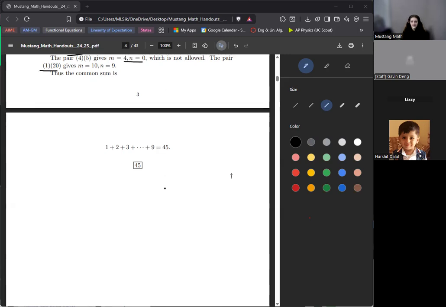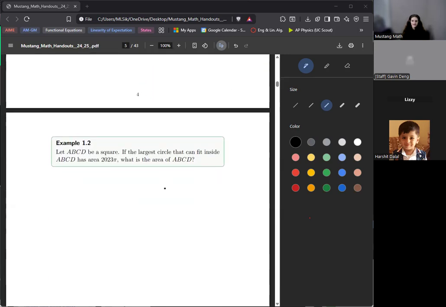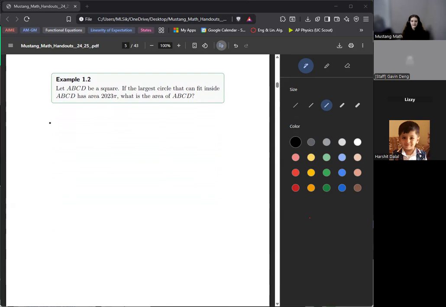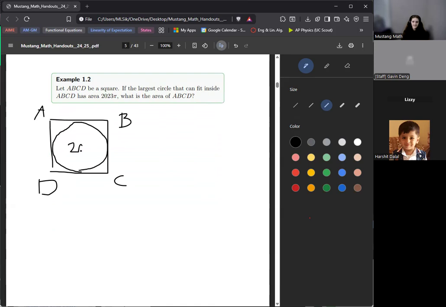Okay, so with our next problem, we have: let ABCD be a square. The first thing we want to do in any geometry problem is to draw a diagram. If the largest circle that can fit inside this square, so it's going to look something like this, has an area of 2023 pi, then what is the area of ABCD?